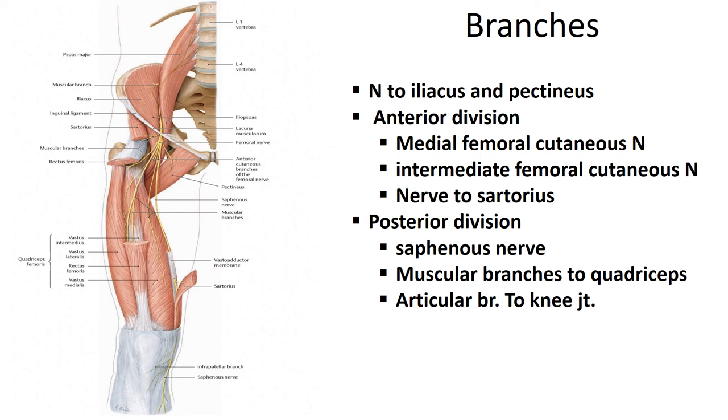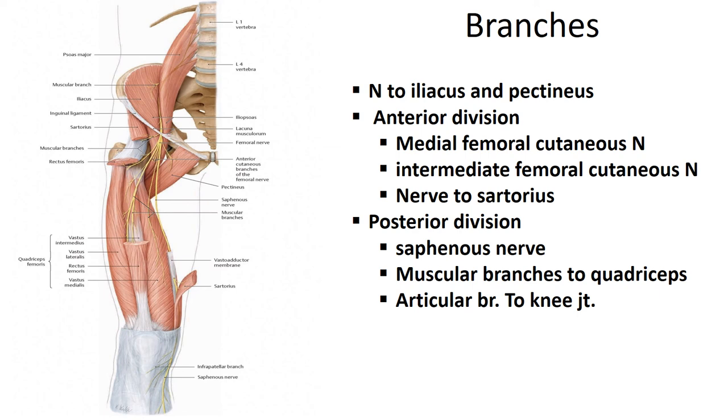And this large, thicker branch passes down on the lateral side of the femoral artery into the adductor canal, where it gives branches to and enters the vastus medialis, and finally this branch continues downwards to supply the knee joint. So from the vastus medialis, the branch goes to the knee joint, and from the rectus femoris, there is an articular branch to the hip joint.